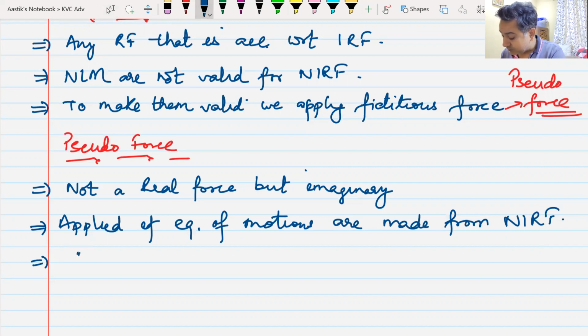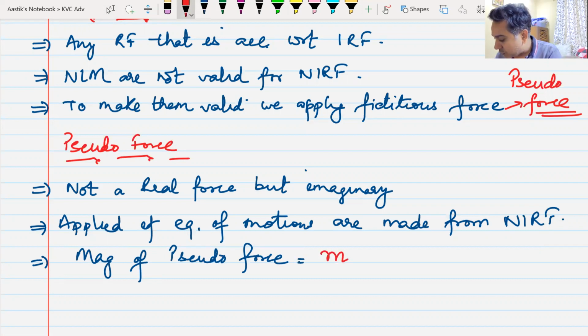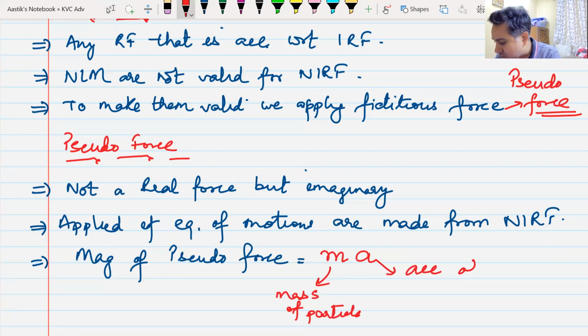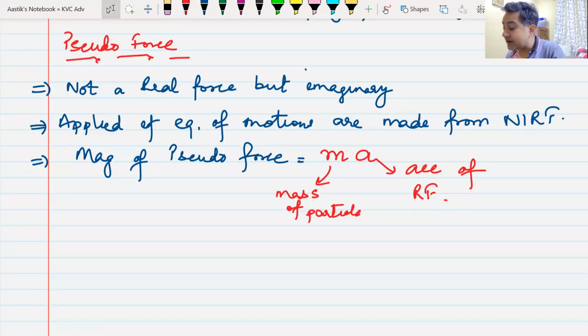Pseudo force is a vector. So the magnitude of pseudo force will be equal to m into a. What does m stand for? M stands for the mass of the particle on which you are applying the pseudo force. And a is the acceleration of your reference frame, the frame from which you are applying that pseudo force. M is the mass of the body on which you are going to apply that force.